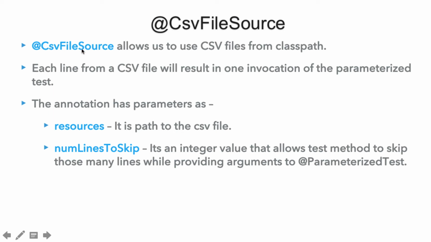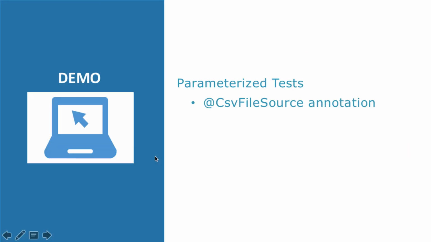So here, @CsvFileSource takes in these two values. One is the path to the CSV file and one is the number of lines it has to skip in order to read the different arguments which are injected into our parameterized test. So friends, now let's go to Eclipse and see the demonstration of the @CsvFileSource annotation.